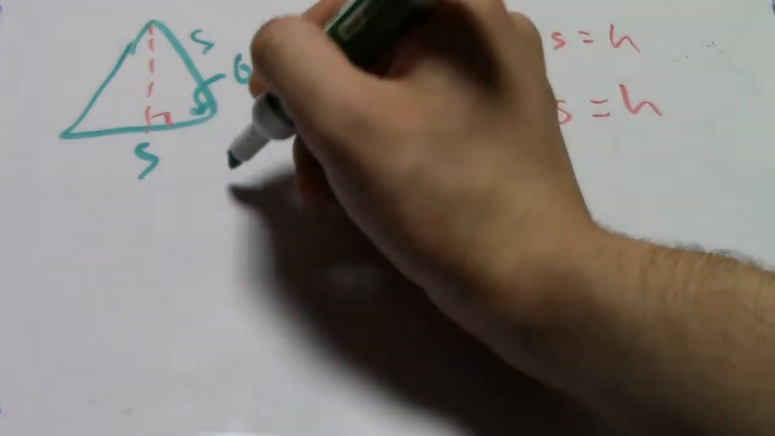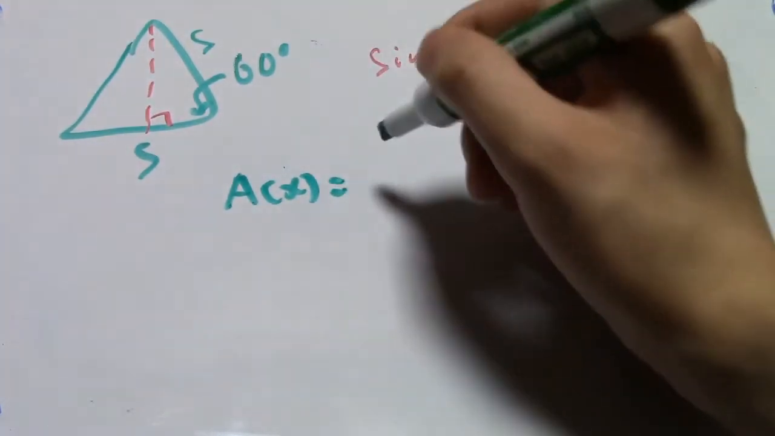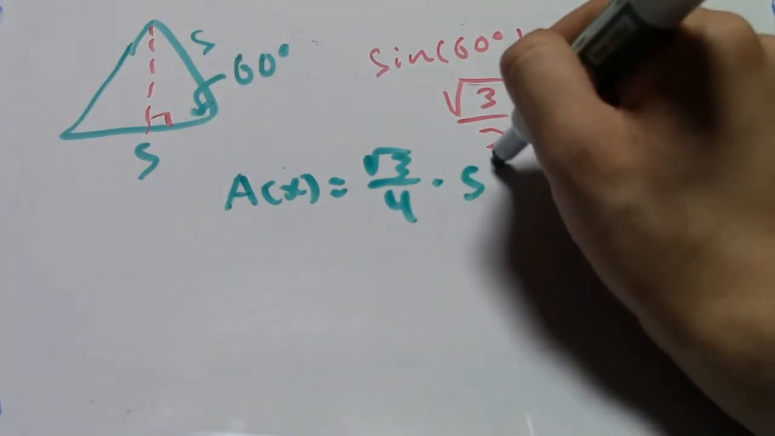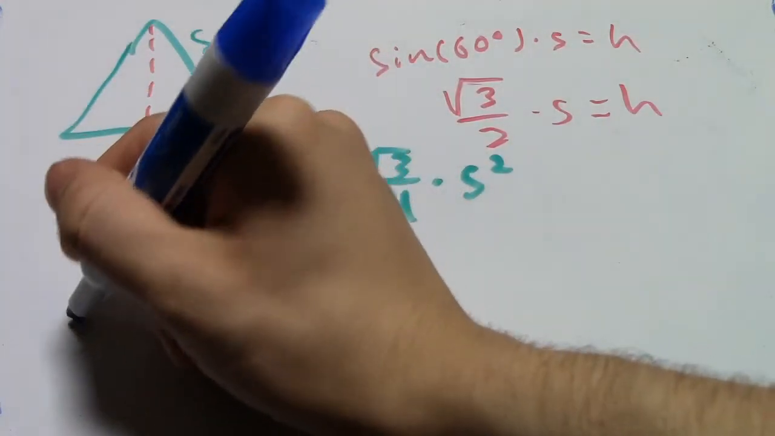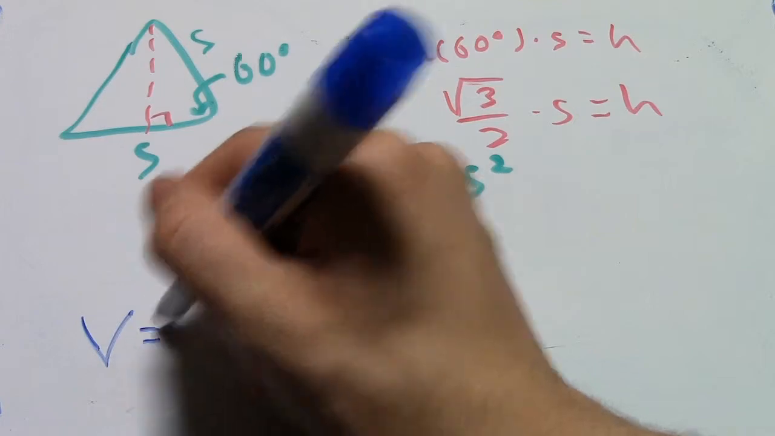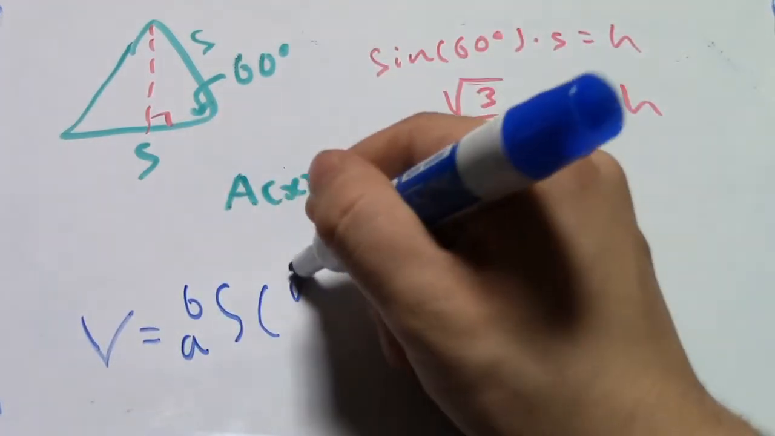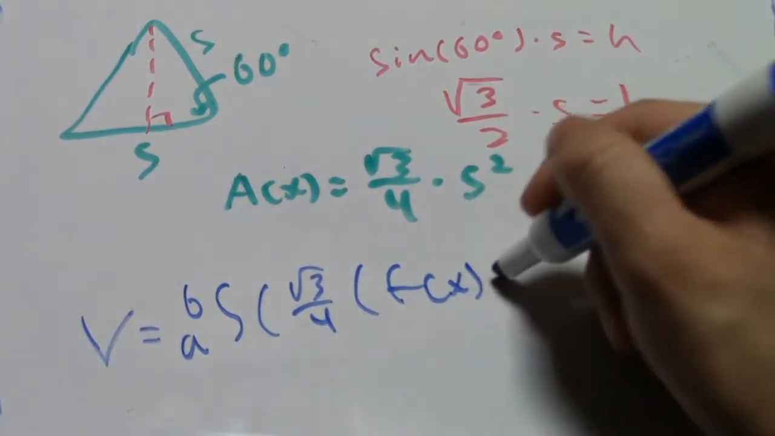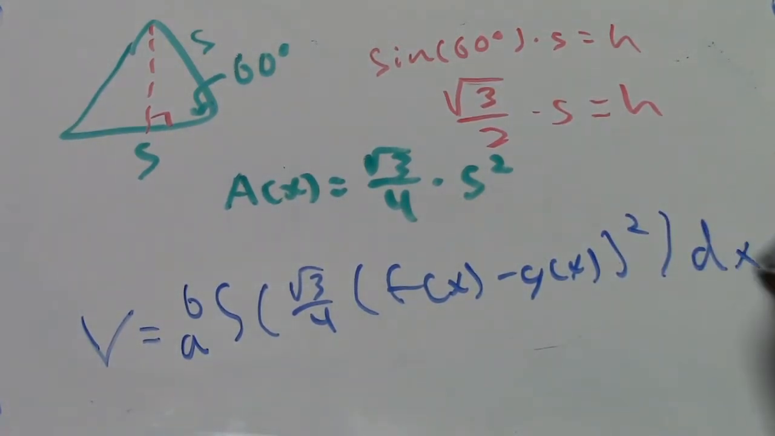As such, the cross-sectional area for an equilateral triangle is equal to square root of 3 over 4 times s squared. Therefore, the volume for the equilateral triangles is the integral from a to b of square root of 3 over 4 times the quantity (f(x) minus g(x)) squared, dx.